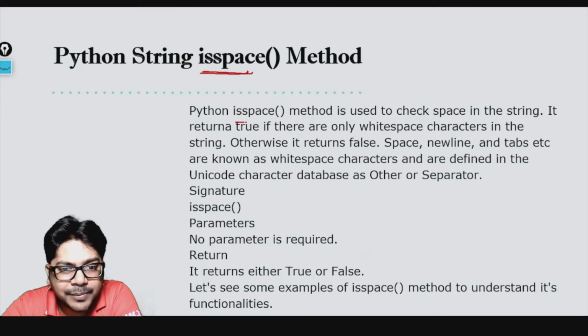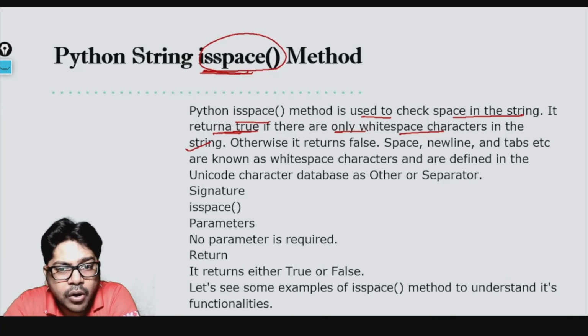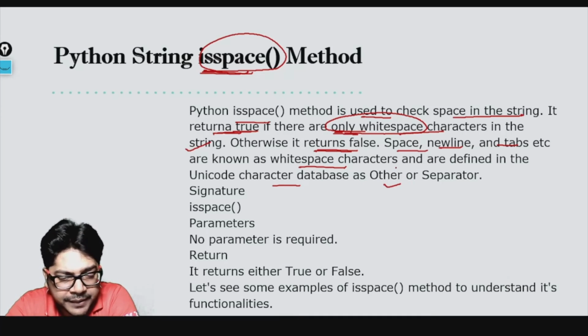The next function that we have is isspace. The Python isspace method is used to check for spaces in the string. It returns true only when there are only white space characters in the string, nothing other than that. Otherwise it returns false. Space, new line, tabs, etc. are known as white space characters and are defined in the Unicode character database as other or separator.